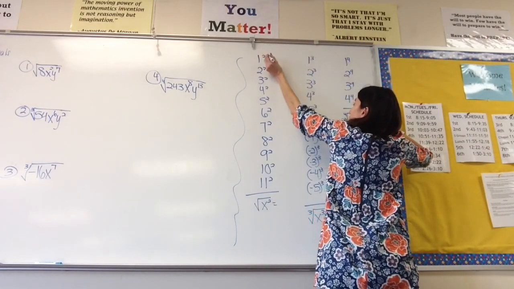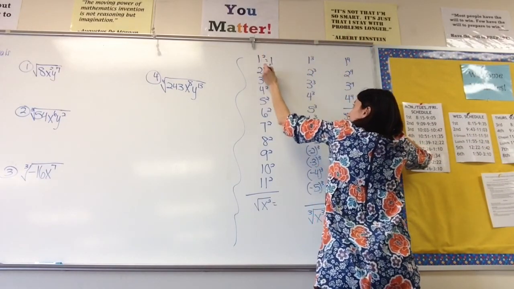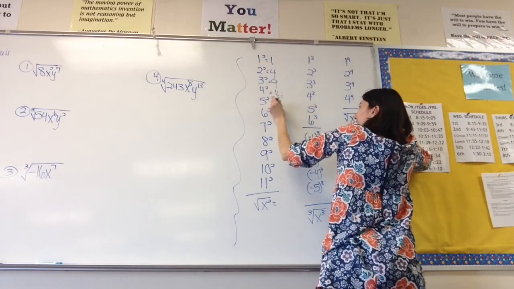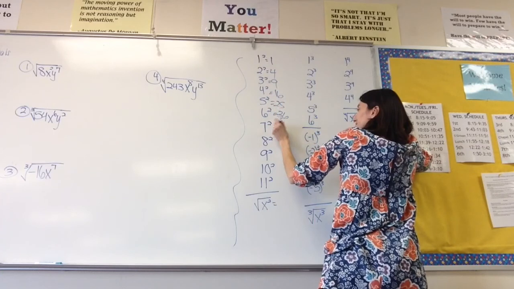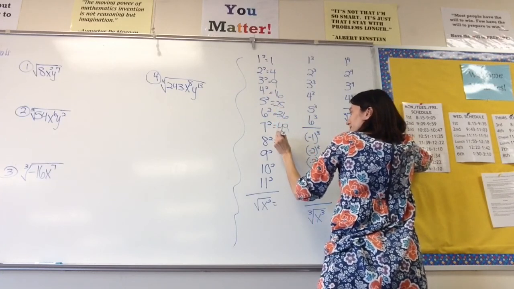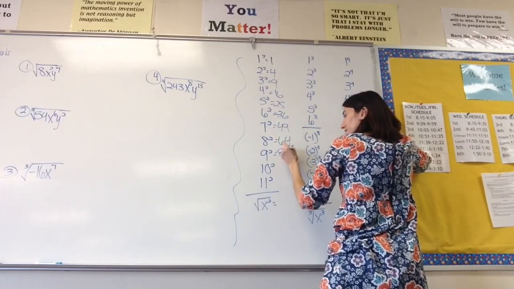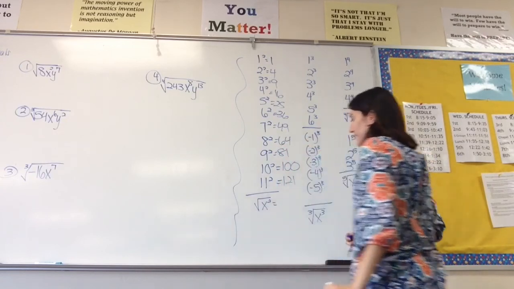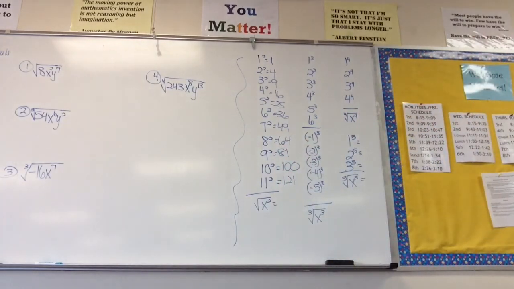What's one squared? 1. 2 squared? 4. 3 squared? 9, 16, 25, 36, 49, 64, 81, 100, 121, 144. Which is 12 squared? 144. Good. I don't know why I stopped.